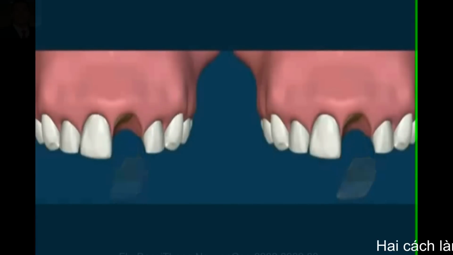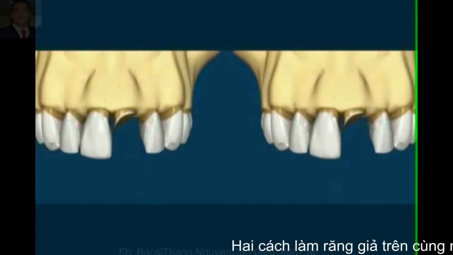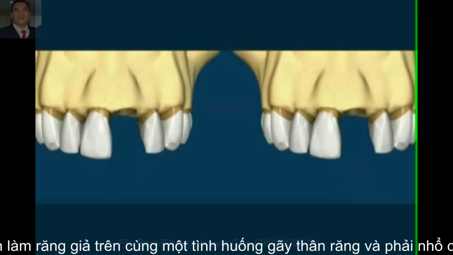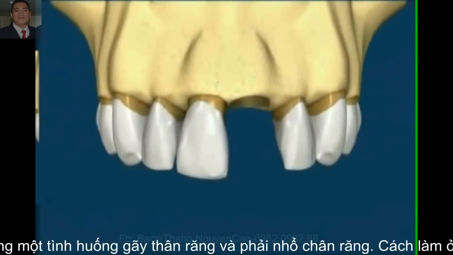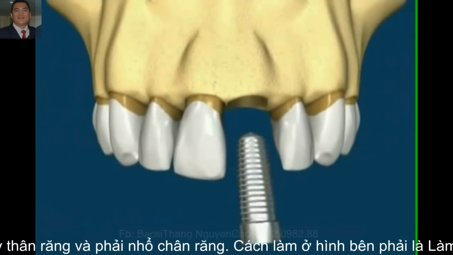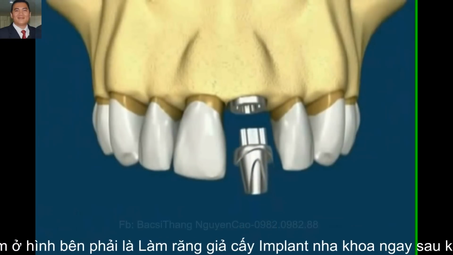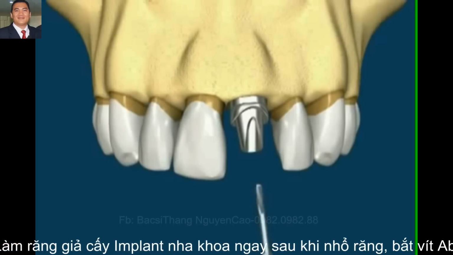Two identical situations being treated in two different ways. The loss of the central incisor. The animation on the right shows the implant option. Here we have an immediate implant placement followed by the post and core, which is secured to the implant fixture, followed by a crown.